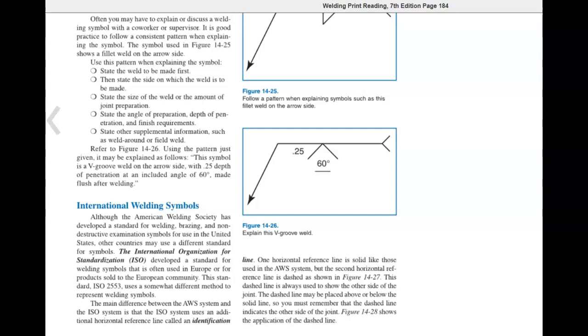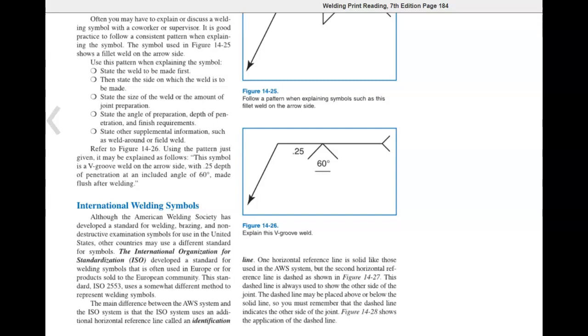State the weld to be made first. Then state the side on which the weld is to be made. State the size of the weld or the amount of the joint preparation. State the angle of the preparation, depth of penetration, and finish requirements. State other supplemental information such as a weld all around, or a field weld.